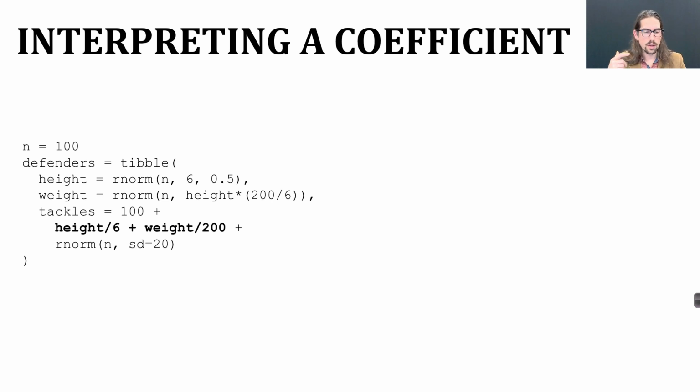So I would think that if I increase a player's height and I hold everything else constant, that should increase the amount of tackles that they're getting. And the same with weight. In this example, the way that I'm actually making this data generating process is so that is indeed the case. So here I'm setting their height and then I'm setting their weight, which in this case depends on their height. That makes sense. Taller people are generally heavier. And then I'm setting the tackles to be given by this linear combination of height and weight. And you see both of those have positive coefficients, 1/6 and 1/200, plus some random noise.